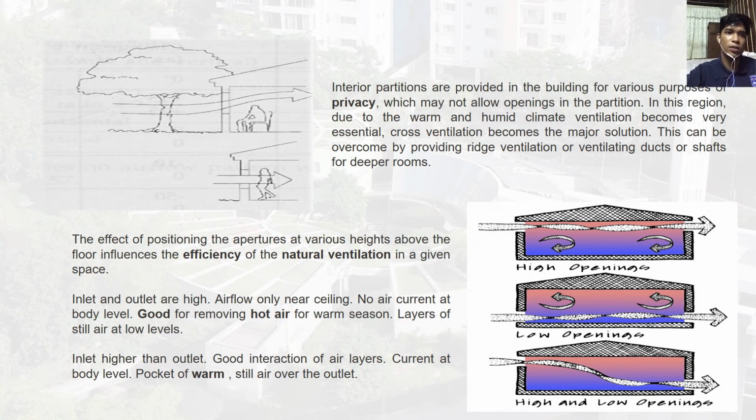For the opening, the opening is one of the most important things in the building. It shows different types of opening. The interior partitions are provided in the building for various purposes of privacy, which may not allow openings in the partition. In this region, due to the warm and humid climate, ventilation becomes very essential. Cross ventilation becomes the major solution. This can be overcome by providing ventilation or ventilating conducts or shafts for deeper rooms.